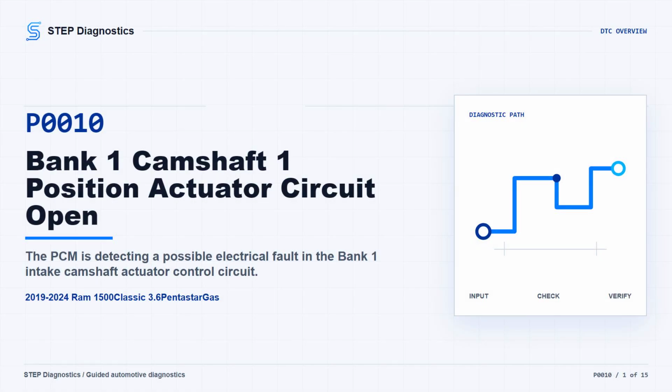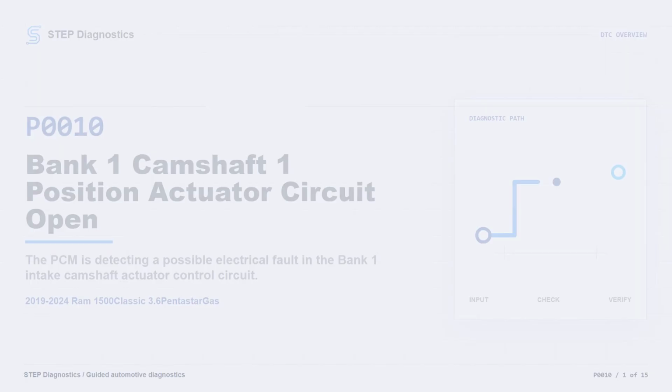On this 2019 to 2024 Ram 1500 Classic with the 3.6 Pentastar, P0010 is for the Bank 1 camshaft position actuator control circuit, specifically the VVT intake solenoid 1/1 control side. In plain language, the PCM is seeing a possible electrical problem in the intake cam VVT solenoid circuit.